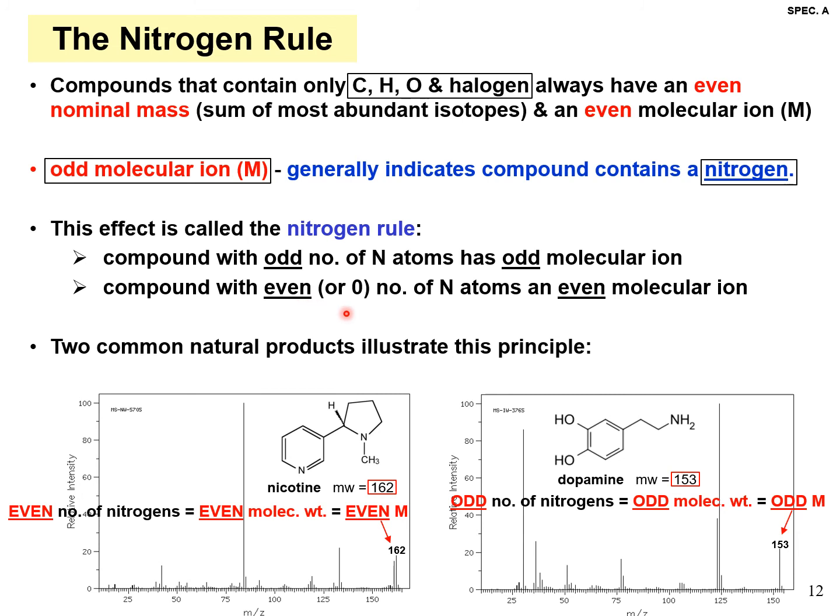Two examples are shown here on this page from some common natural products, nicotine and dopamine. Notice that nicotine has two nitrogens, an even number of nitrogens, so it has an even molecular weight and an even molecular ion. The mass of the molecular ion is an even number. For dopamine, there's only one nitrogen present. It's an odd number of nitrogens, which equals an odd molecular weight and an odd molecular ion, 153. So these are some clues you can look at when you are examining the mass of the molecular ion of a compound that you suspect might have a nitrogen.